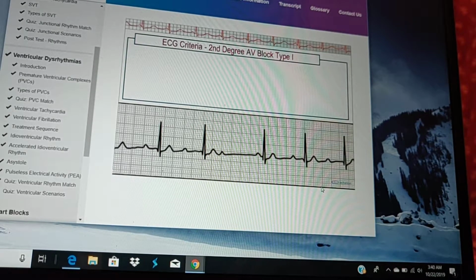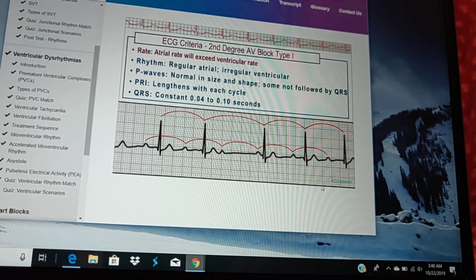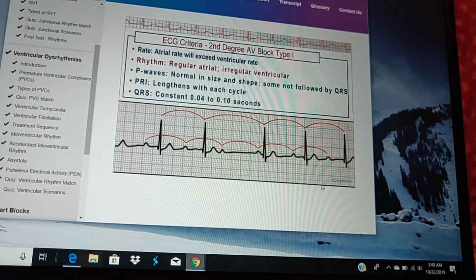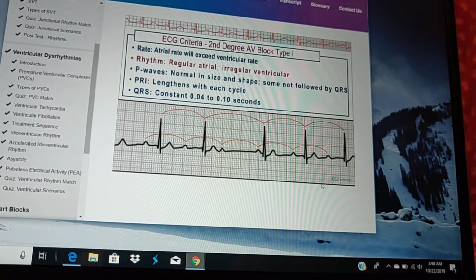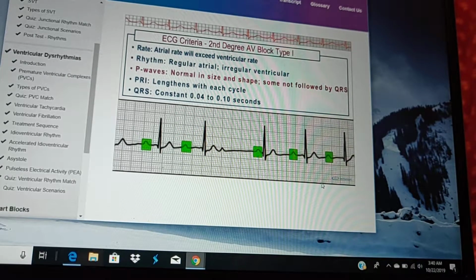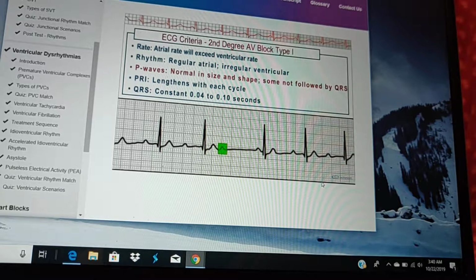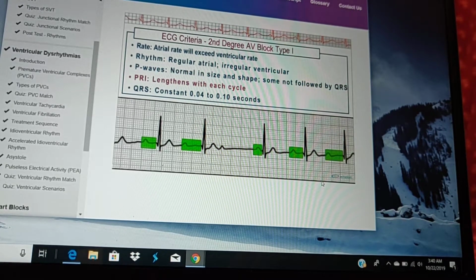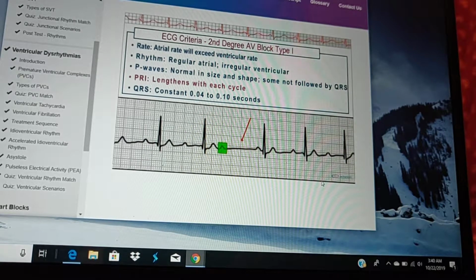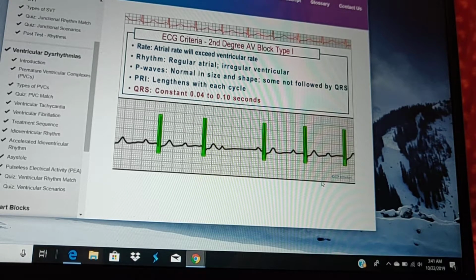Rate: atrial rate will exceed the ventricular rate. Rhythm: regular atrial, irregular ventricular rhythm. P waves: normal in size and shape, but some Ps are not followed by a QRS. PRI: lengthens with each cycle until a P wave appears without a QRS complex. QRS: constant, 0.04 to 0.10 seconds, with some periodically dropped.